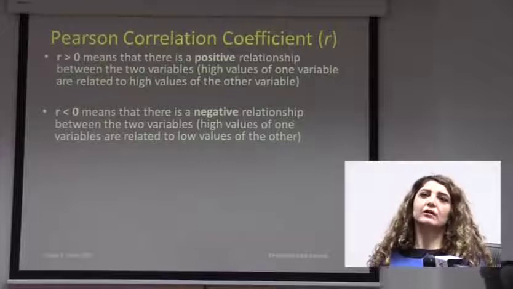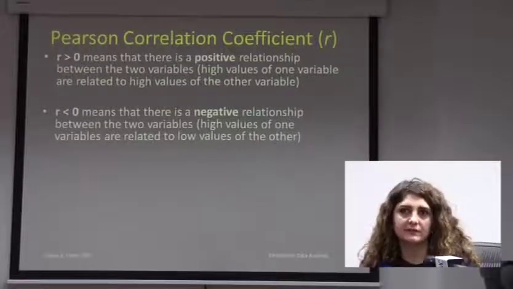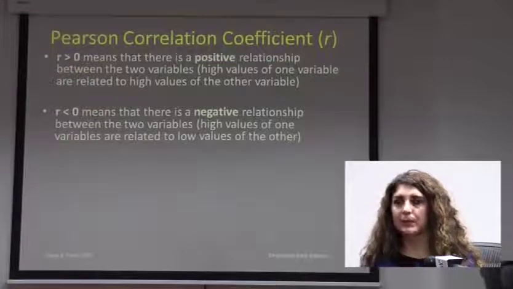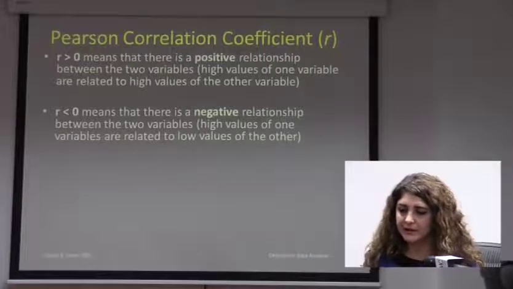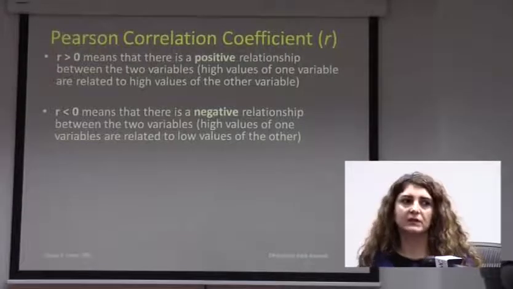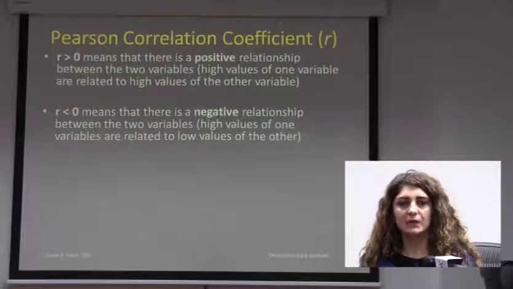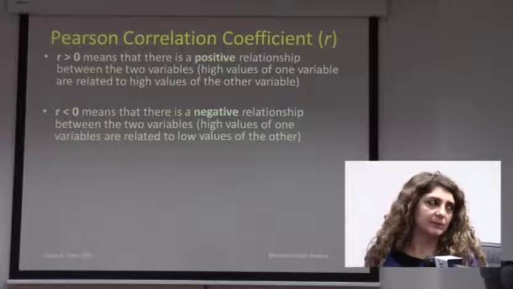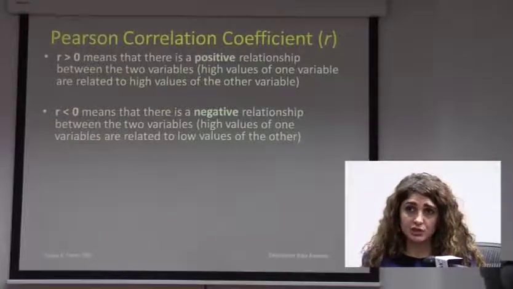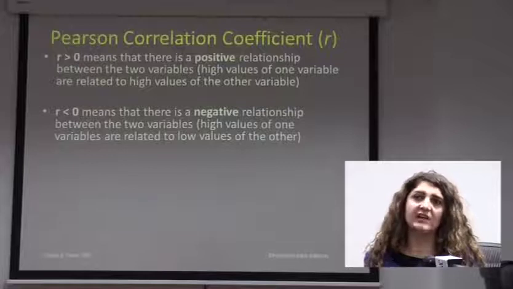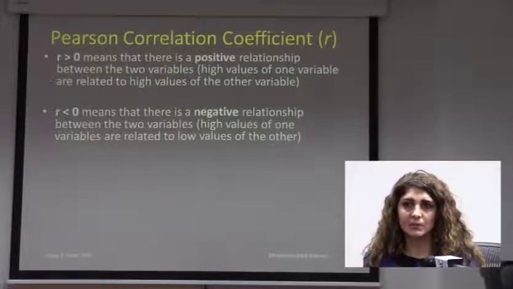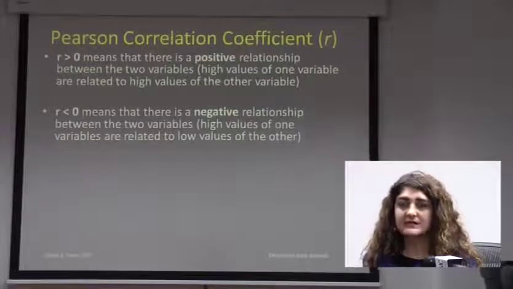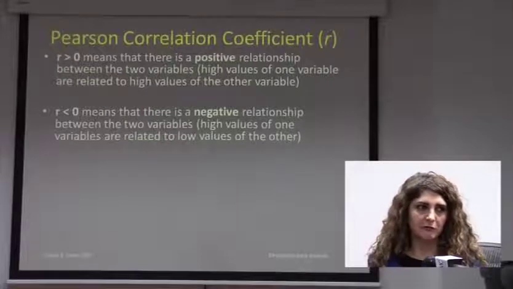To interpret this R, one thing you look at is the sign of it. If it is a positive number, this means I have a positive relationship. A positive relationship will mean that my two variables move up or down at the same time. So high values of one variable are associated with high values of the other variable. If the correlation coefficient is a negative number, then I have a negative relationship, which means as one variable increases, the other variable decreases. So this is about the direction of the relationship between the two variables.